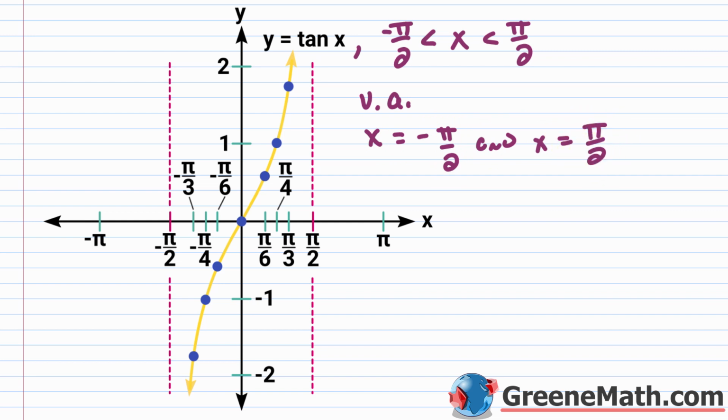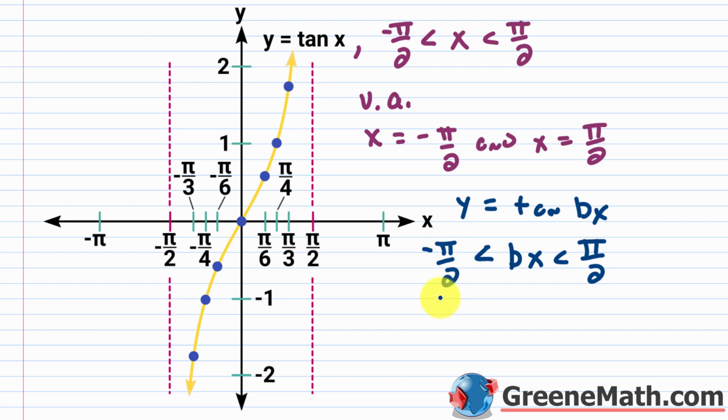If you get something that's different, let's say you had something like y equals the tangent of bx, all you have to do is take the bx and plug it in for x there and solve the inequality for x. So you would set up bx is greater than negative pi over 2 and less than pi over 2, and that would give you your interval over which you can sketch the graph. The leftmost value, whatever that is, would be your leftmost consecutive vertical asymptote, and whatever the rightmost value is once you've solved this would be the rightmost consecutive vertical asymptote, and so you would just set those up on the graph.